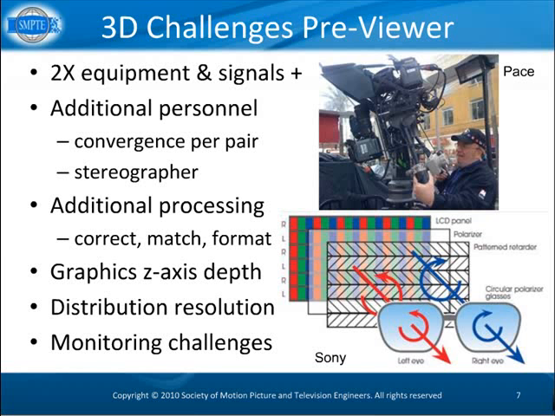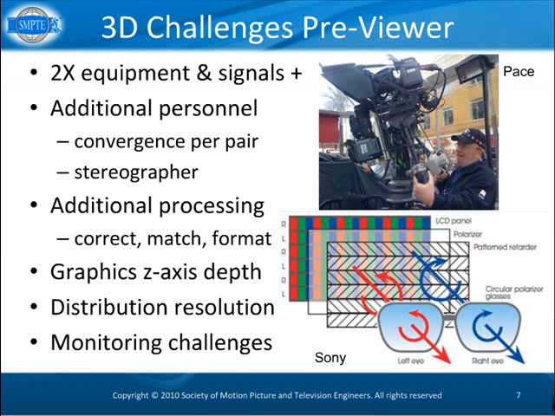So it's two times the information plus. There's also additional personnel. We have to have a convergence operator per pair of cameras, and generally a stereographer for the overall 3D presentation. There's additional processing that's required.